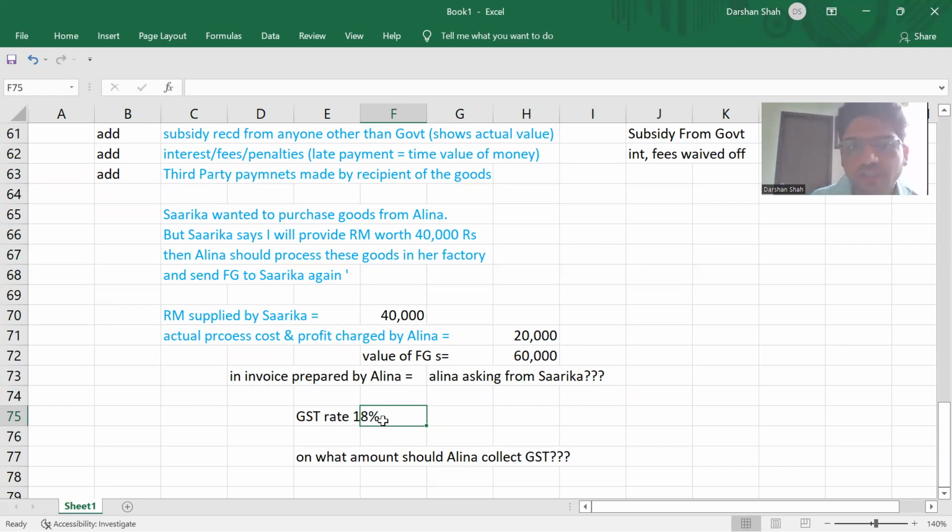So she has already paid GST on 40,000 and she is going to pay GST at 18% on the entire amount of 60,000. Correct. But when she submits her returns, the government is going to give her input tax credit. Government will give the credit. But right now, when the invoice is made by Alina, Alina will collect GST on the entire 60,000 and not just on the 20,000.